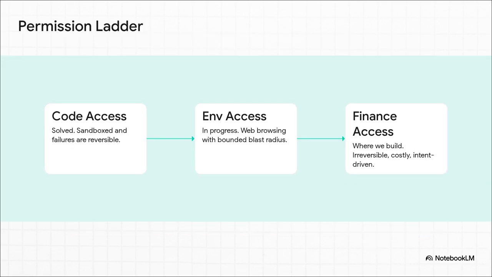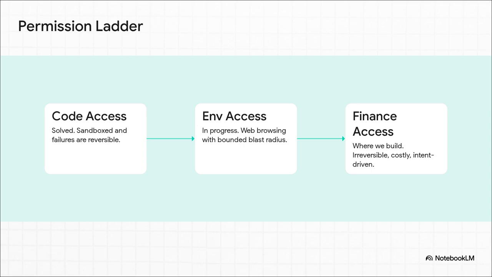Think of this evolution like climbing a ladder. Right at the bottom, rung 1 is code access. The AI can write and run code, but it's in a safe sandbox. If it messes up, it just throws a compiler error. It's totally detectable and completely reversible. Honestly, this is mostly a solved problem. Then you step up to rung 2, environment access. This is where the AI starts browsing the web or managing your local data. The blast radius is definitely wider here, sure, but it's still bounded by browser sandboxes and tool guardrails.